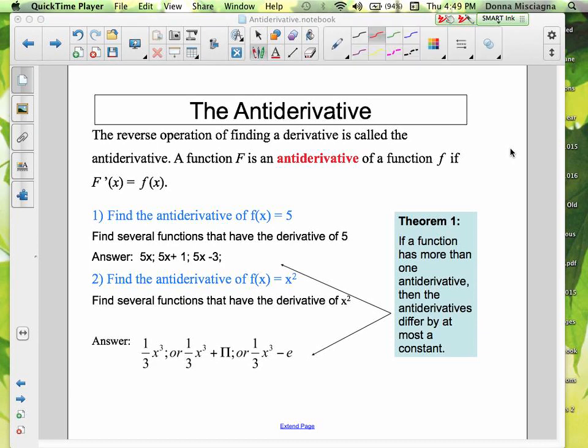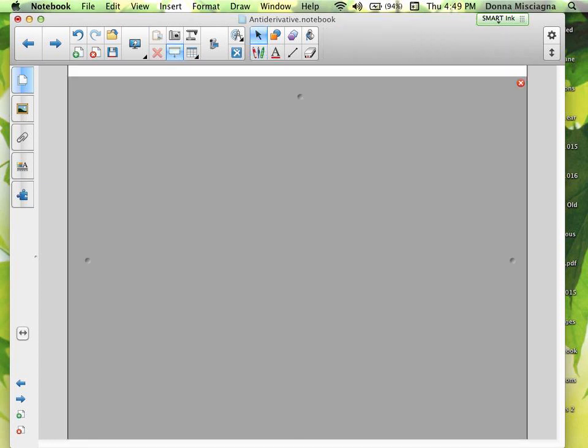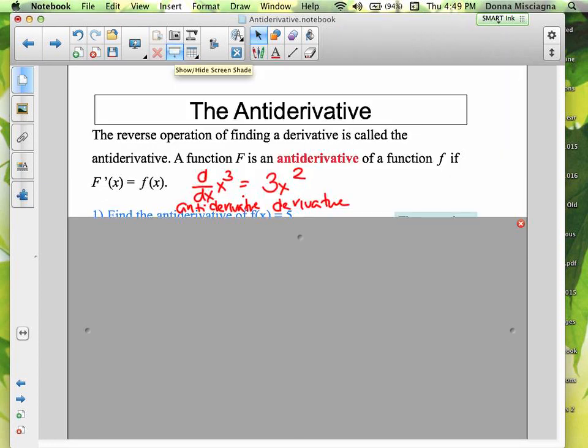If I take the derivative of x cubed, I get 3x squared. Okay? So this is the derivative. This is the antiderivative. The antiderivative is the original function. But I'm actually going to put up a screen here for a second to cover up a few different things.